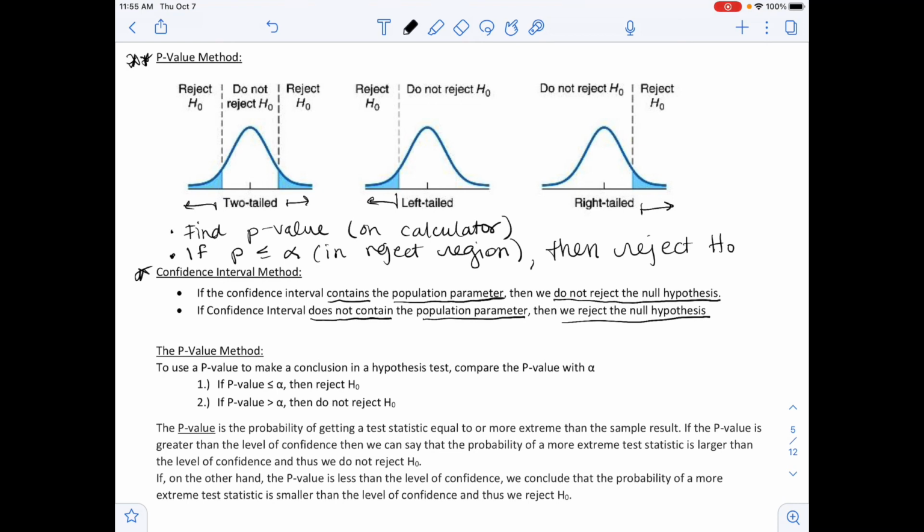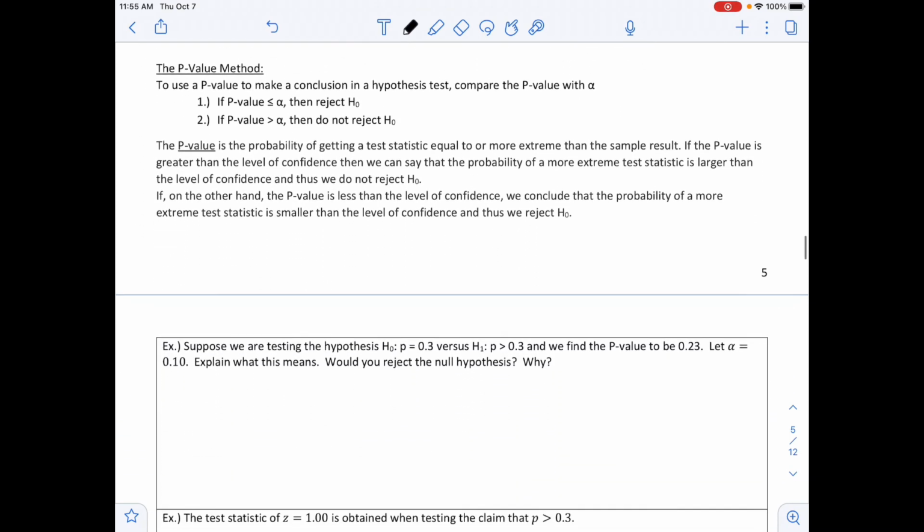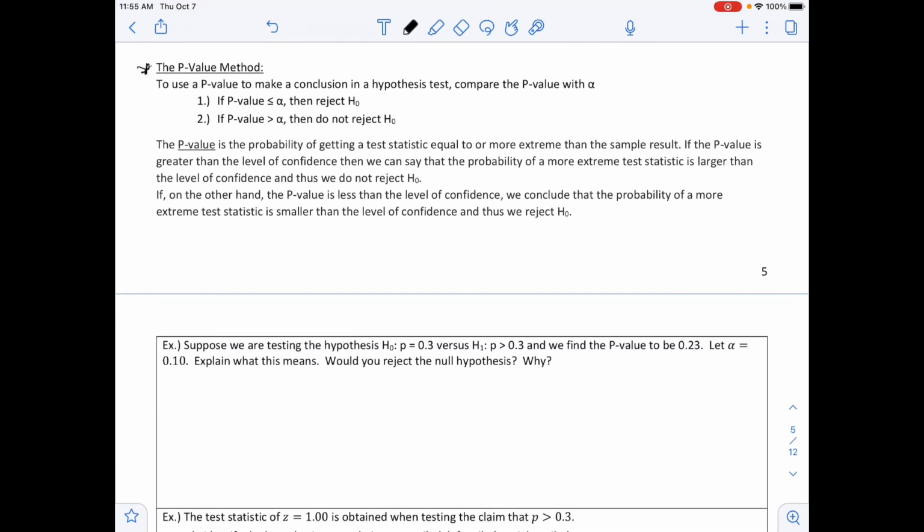And confidence intervals always need to be set up as a two-tailed test. So for us, again, that main method that we're going to be using will be the p-value method. And so to use the p-value method for a conclusion in the hypothesis test, compare the p-value with alpha. And so we have two different things that can happen here. If the p-value is less than or equal to alpha, then we reject H naught. And if the p-value is greater than alpha, then we do not reject H naught.